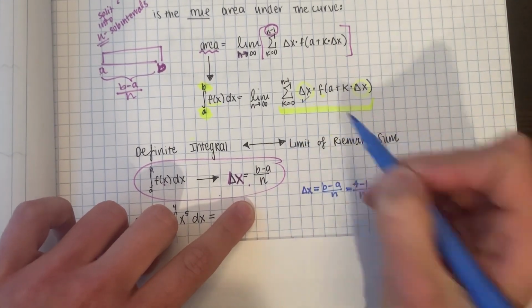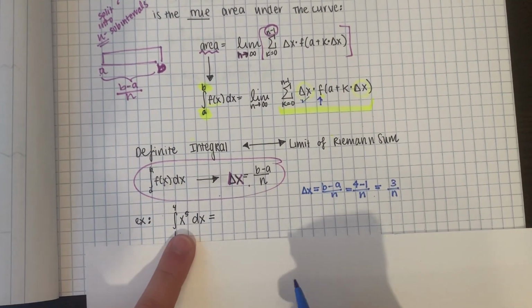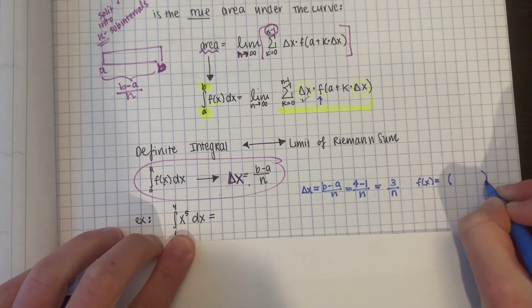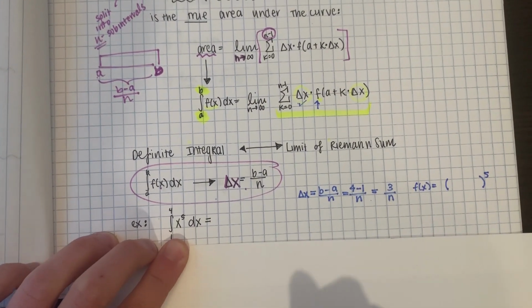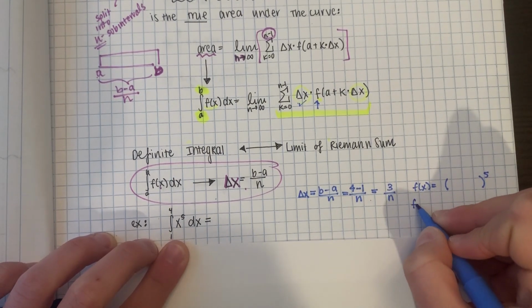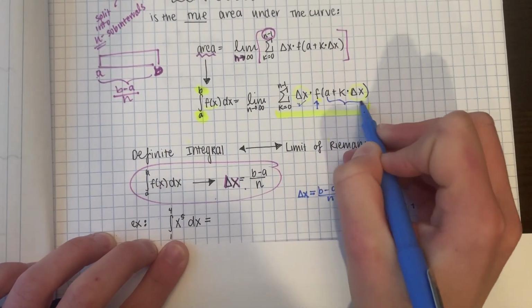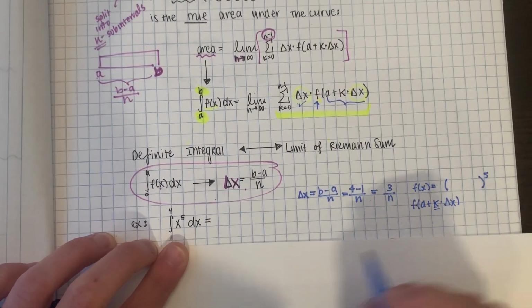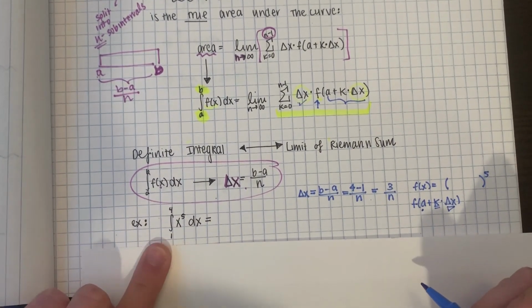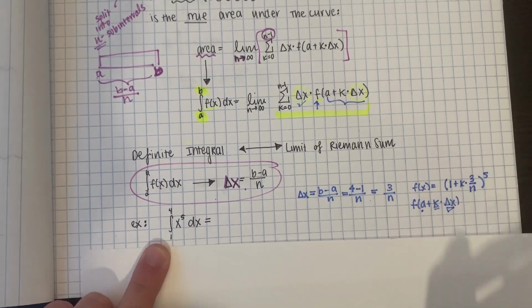So we've got delta x, check. We need f. What is our function here? x to the 5th. So f of x is equal to something to the 5th. f of a plus k delta x, that's the inner bit here. k we need, that stays. We know delta x. Do we know a? Yes, we do. It's 1. So 1 plus k times 3 over n.